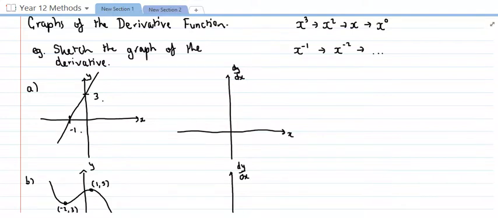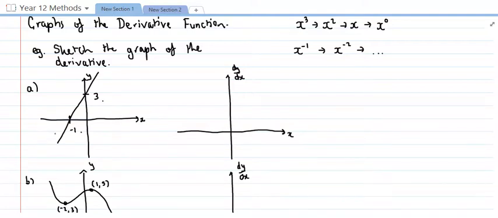Okay, the graph of a constant would just be a horizontal line. And if we had the graph of a hyperbola to begin with, the graph of the derivative should be the graph of a truncus. Now, let's have a quick look at the questions here. So sketch the graph of the derivative.